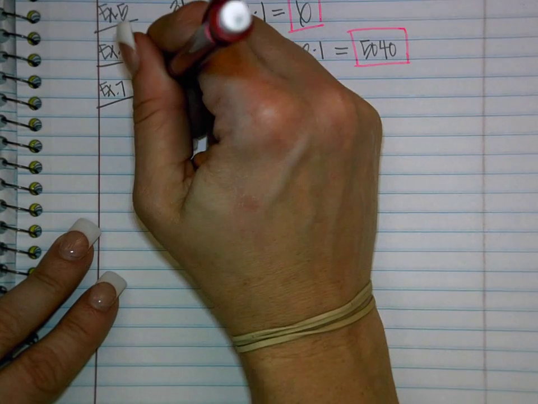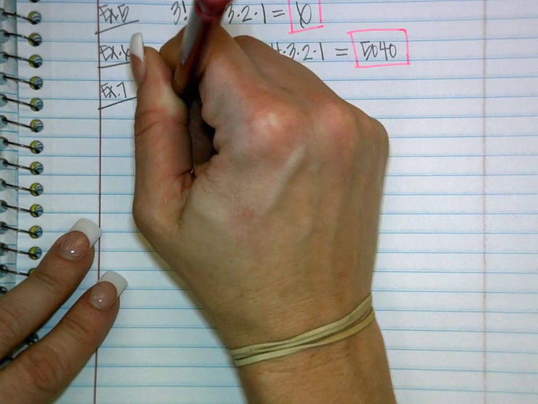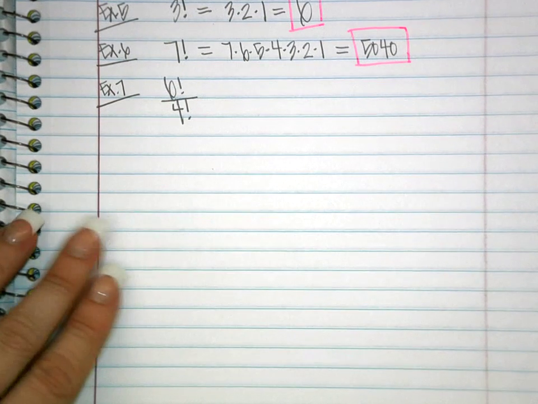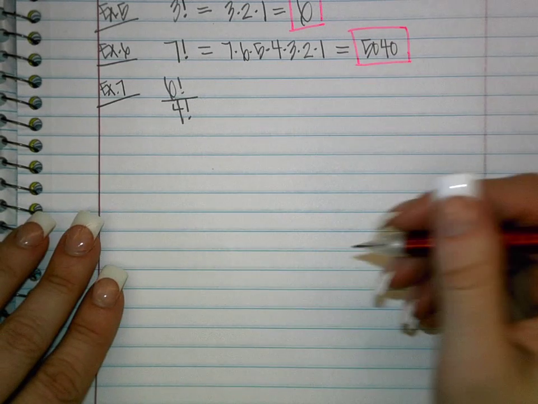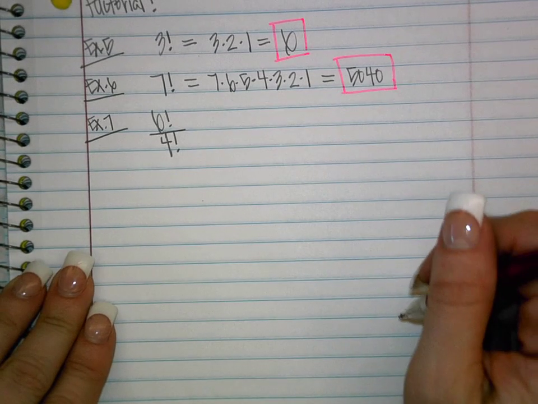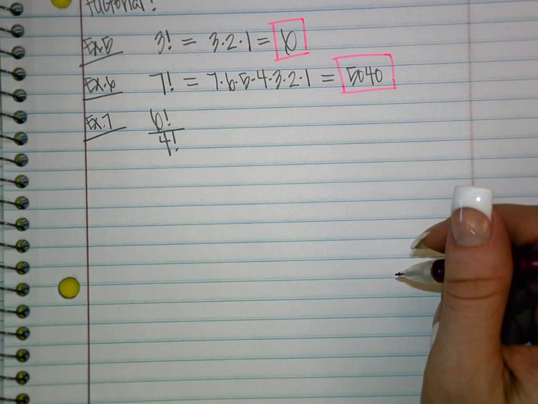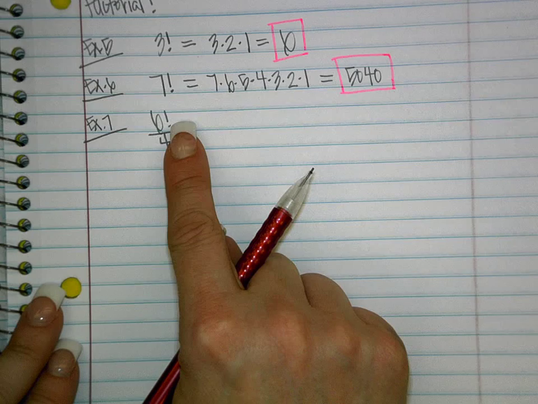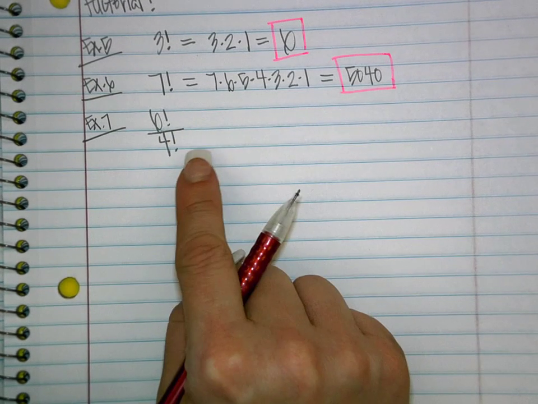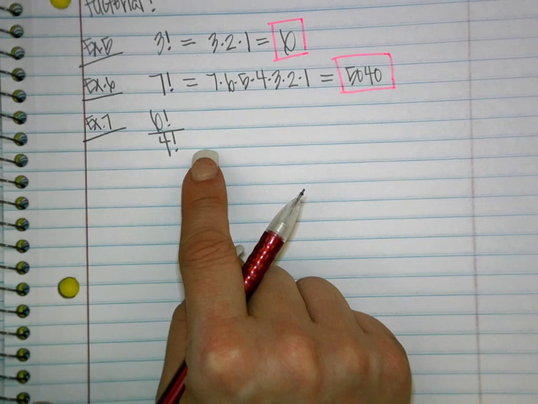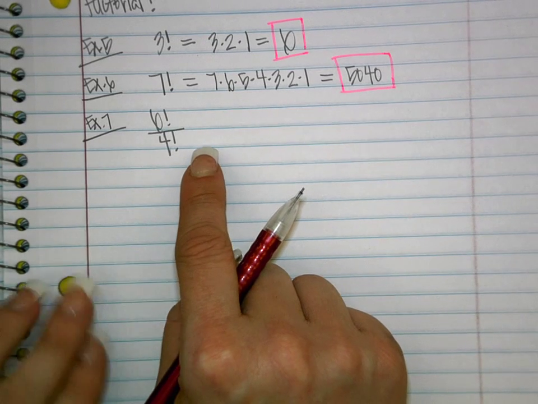Now let's try 6 factorial divided by 4 factorial. There are a couple different ways you could do this. You could figure out 6 factorial on your calculator, and that's totally a viable option, then find out 4 factorial on your calculator and divide. I'm going to show you an actually easier way to do this.